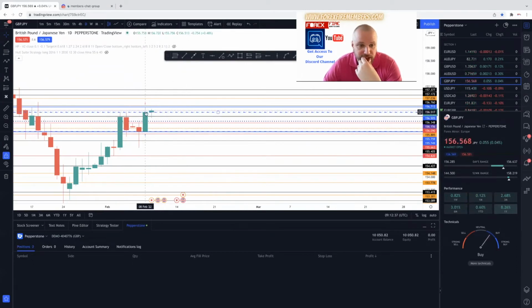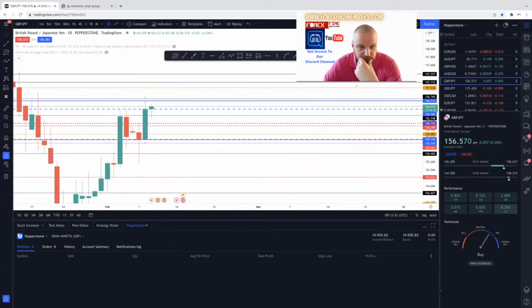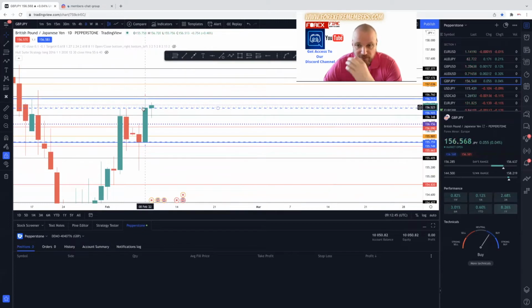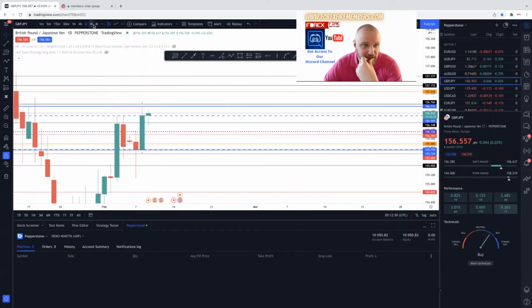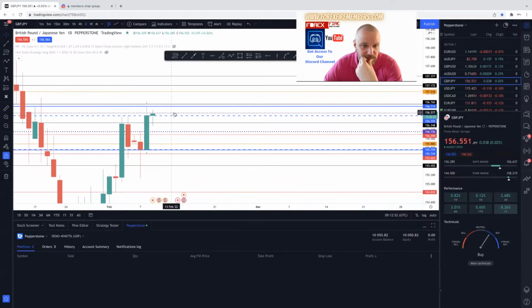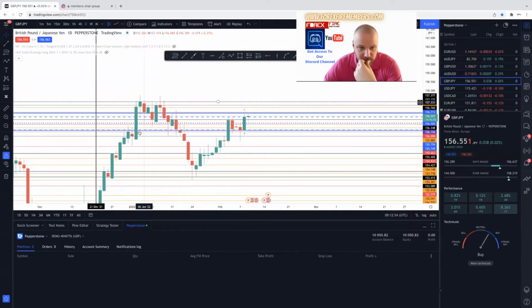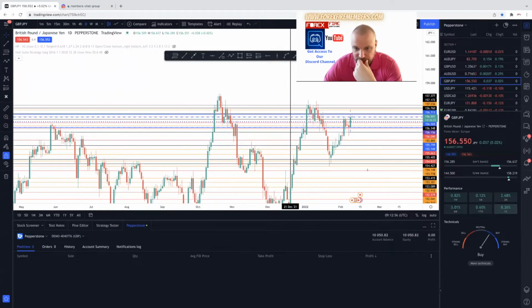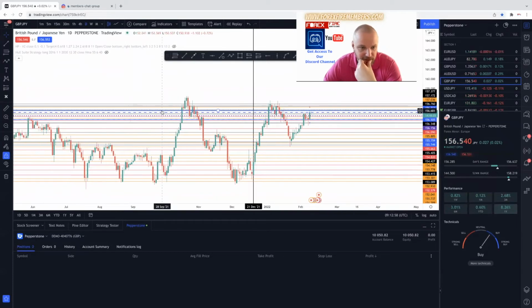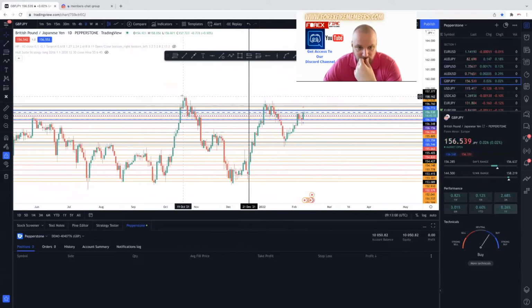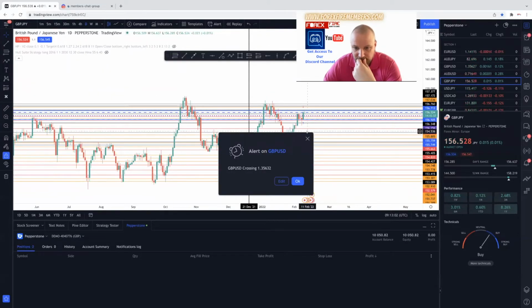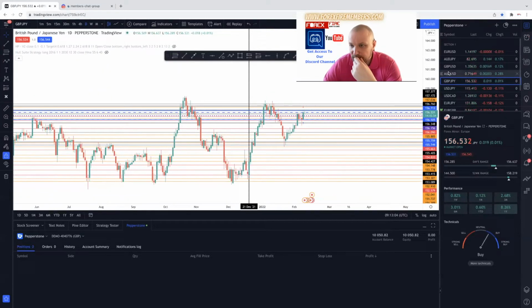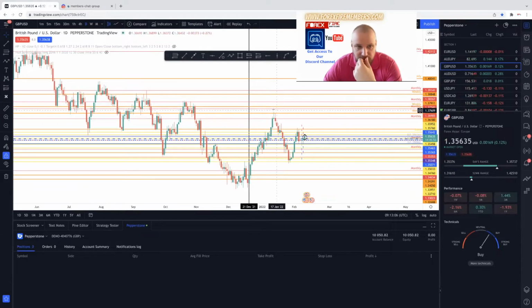Now we're starting to break through the close of the previous daily candle. Okay, so again, that's the daily. Let's have a look. On the daily, we've got a lot of consolidation, to be fair. Not breaking the highs of here. GBP/USD. Let's have a look, see what's breaking through.